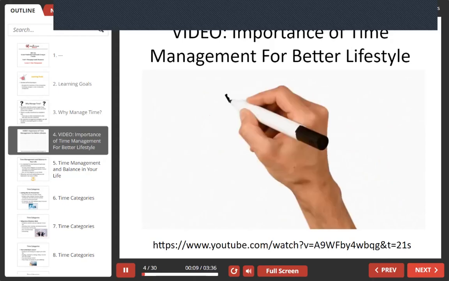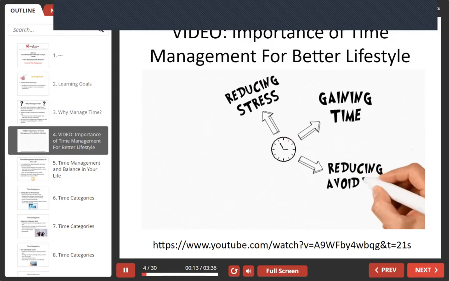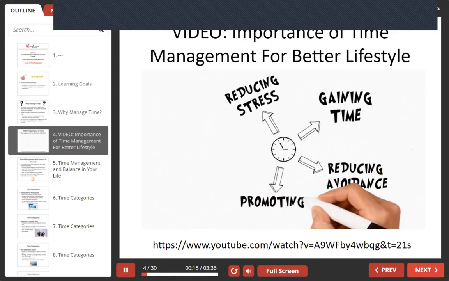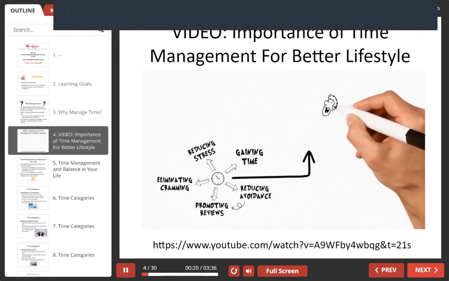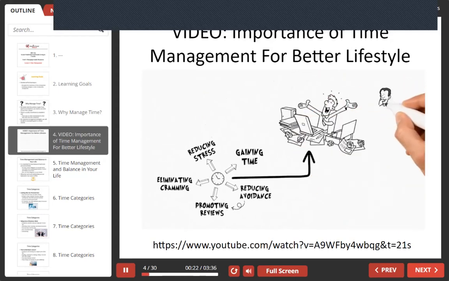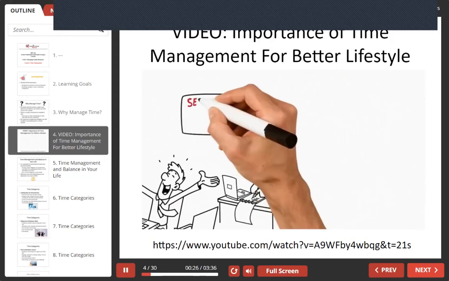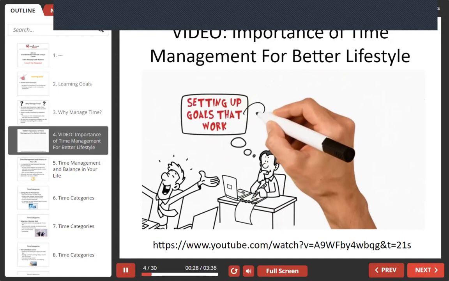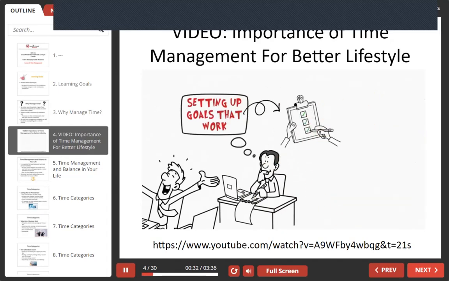The importance of time management includes reducing stress, gaining time, reducing avoidance, while promoting reviews and eliminating cramming. Another importance is that managing time helps us to stay motivated while we avoid procrastination. The trick to successful time management is setting up goals that work, while having an awareness of those goals and prioritizing your list of goals.